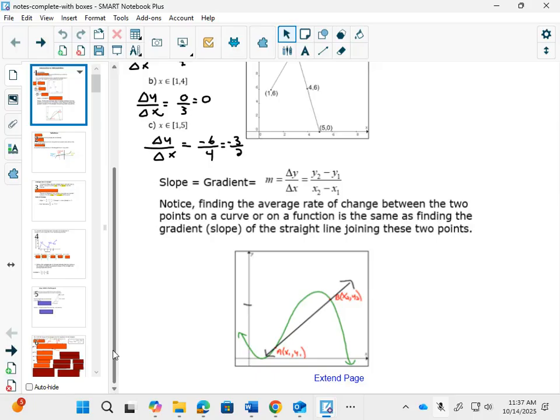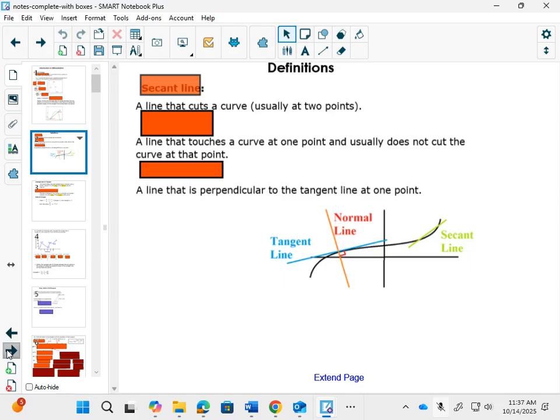And a line that goes through 2 points of a graph is called a secant line, which gets us to our definitions in the next little part. We have a secant line, a line that goes through a curve, usually at 2 points. If you pick any 2 points on a graph and join them, that makes a secant line.